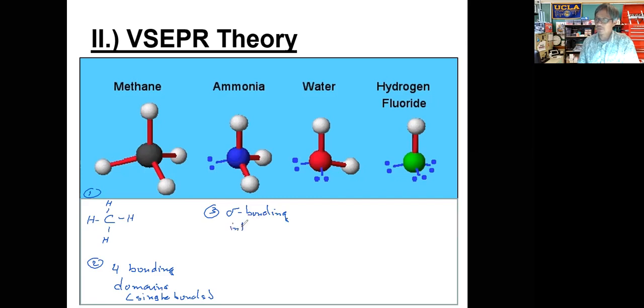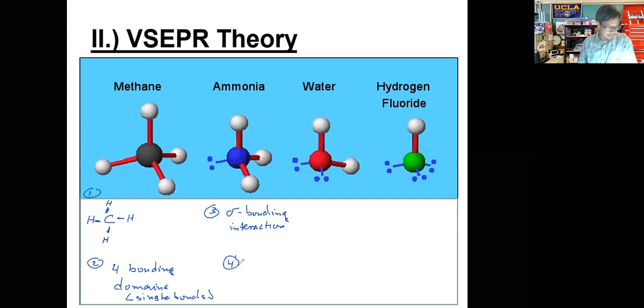We don't even need the hybridization, really. We can determine this based simply on the fact that we have all 4 single bonds. Remember, when it comes to sigma bonding interactions, whenever you have a single bond, that will be a sigma bonding interaction. So again, we don't need to know the hybridization in order to get to that point. Okay. All right, and this is all for methane now.